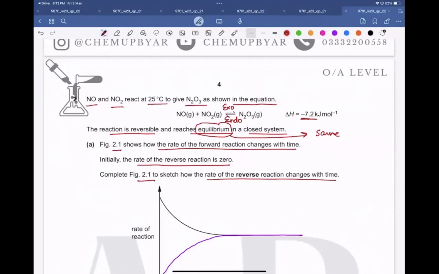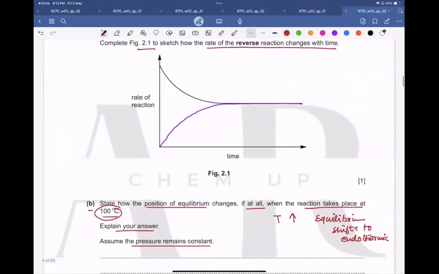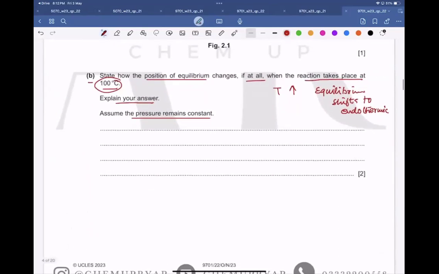So equilibrium favors the backward reaction because the forward reaction is exothermic, and equilibrium shifts to reduce or oppose the increased temperature. Yes, Fatma, if we increase the pressure, equilibrium shifts towards the side which contains fewer moles of gas. So we have to see whether the reactant side or the product side has fewer moles of gas.